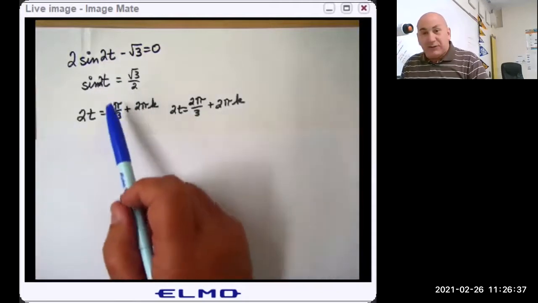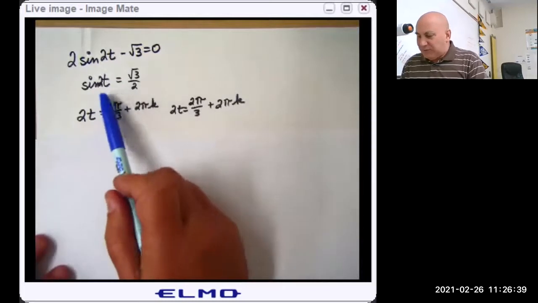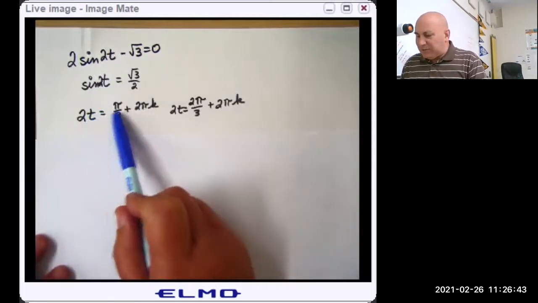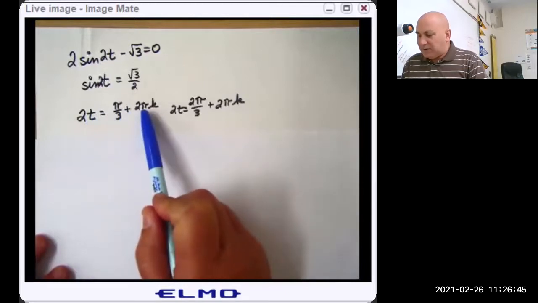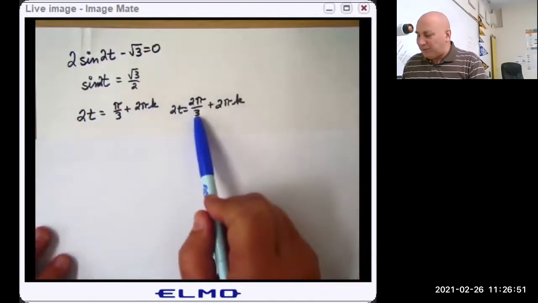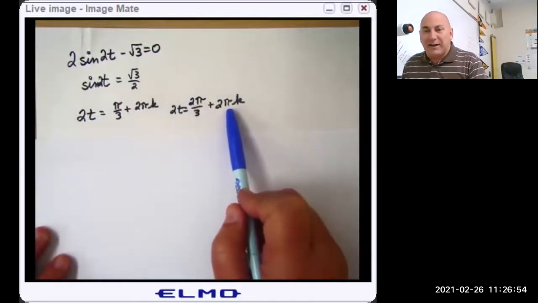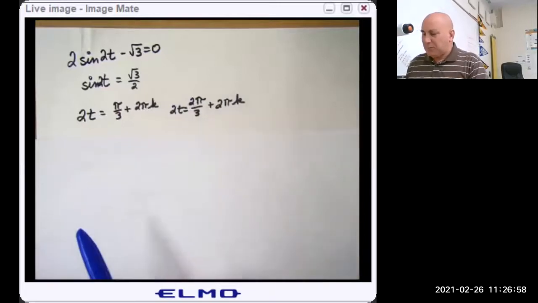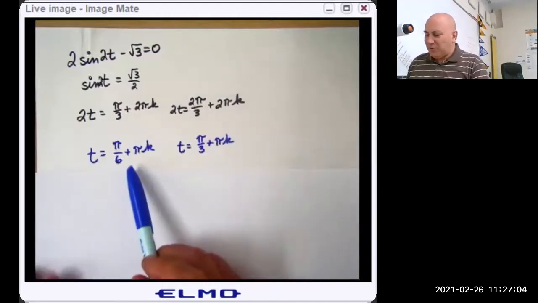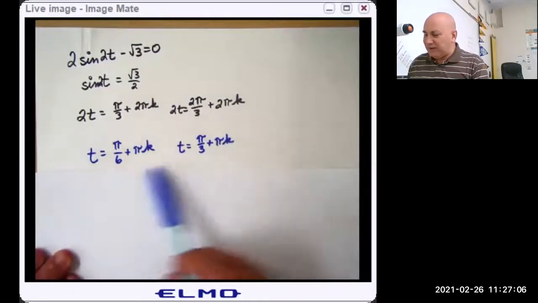Well, we know that, if we look at all real values, if we take the arc sine, 2t is going to be pi over 3, and every 2 pi k, or every 2 pi after that, or 2 pi over 3, and every 2 pi before and after that. Solve for t. Here are all real answers for t.